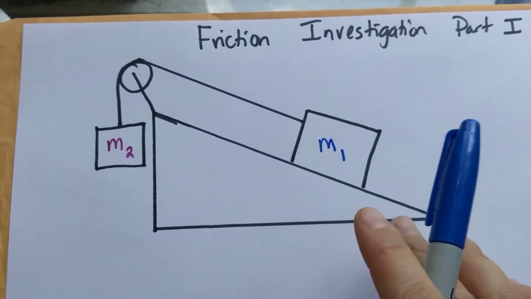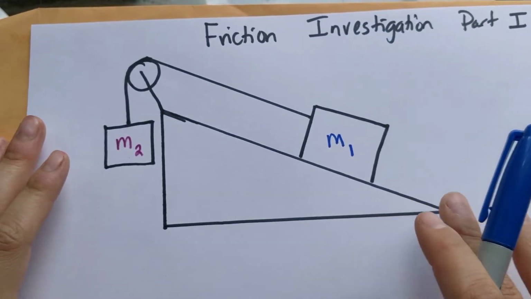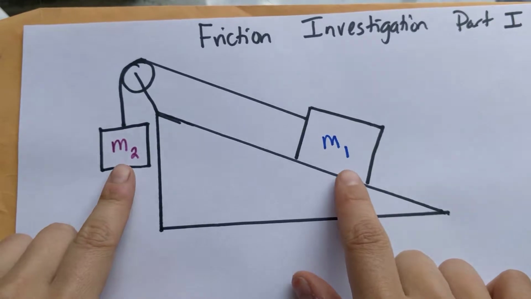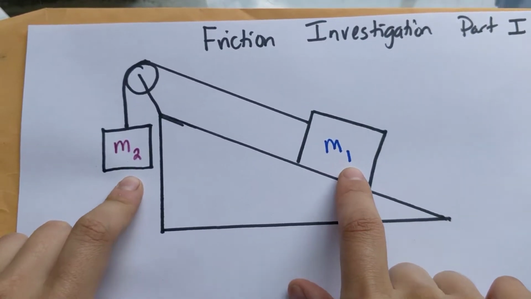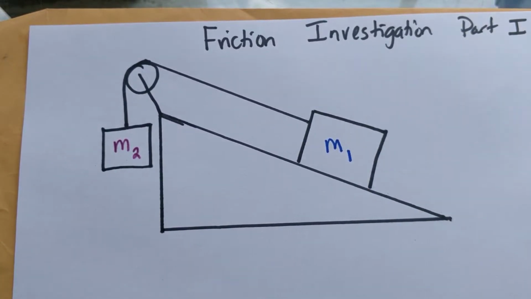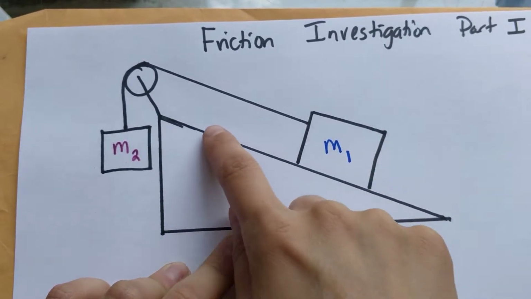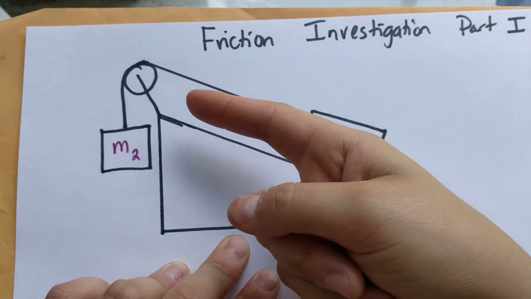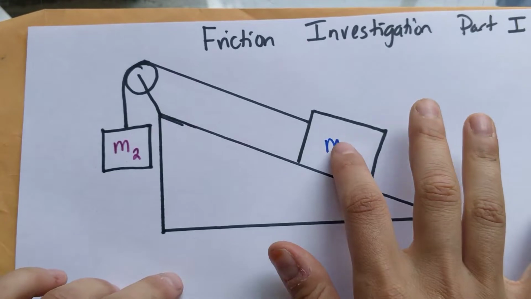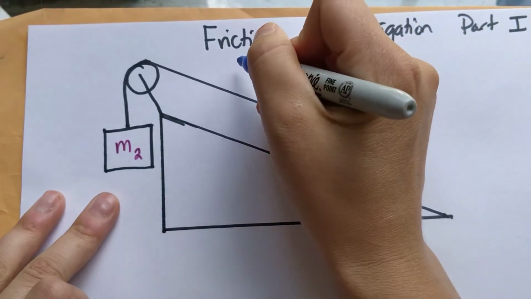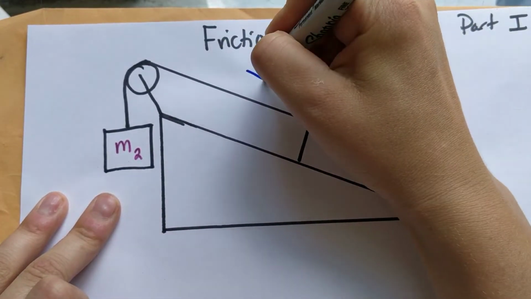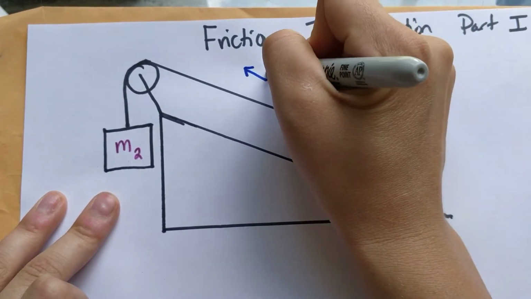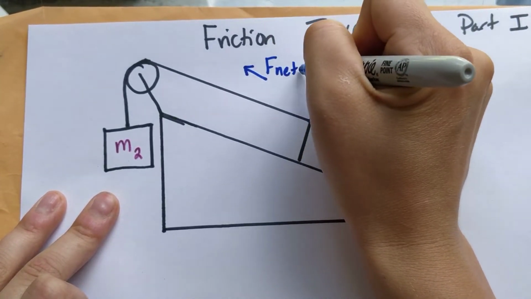Okay, in this first video, I'm just going to show you how to draw the free body diagram for our friction force investigation. So just note that this block that's on the ramp is going to be accelerating up. So there's a net force acting on the block. So this net force acts in this direction, and I will label it F net 1.